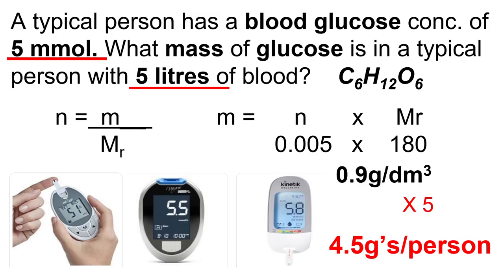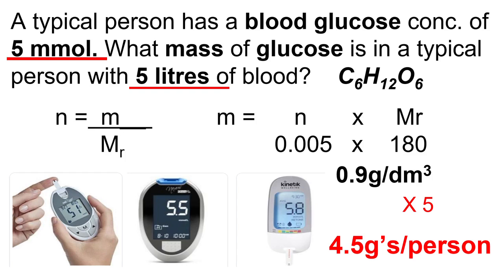So a typical person has a blood glucose concentration of 5 millimolar. That's 5,000th of a mole. What mass of glucose is in a typical person with 5 liters of blood? Step 1, number of moles is equal to mass over molecular mass. I rearrange that equation for mass. Now 5 millimolar is 0.005 moles. The molecular mass of glucose is 180, so that's 0.9 grams in 1 dm cubed or 1 liter of blood. And there's 5 liters of blood in a person, so in every person there's roughly 4.5 grams.